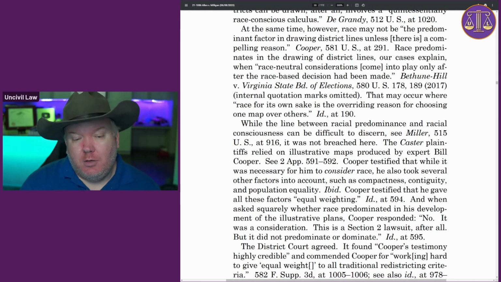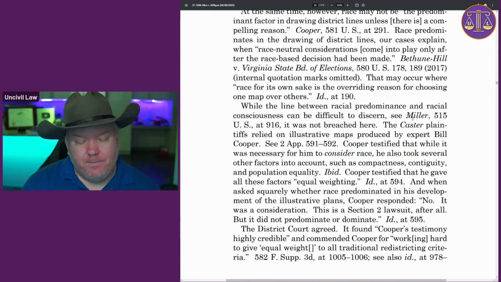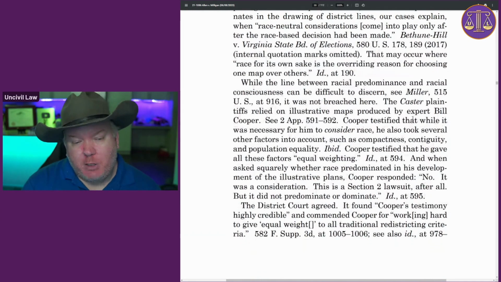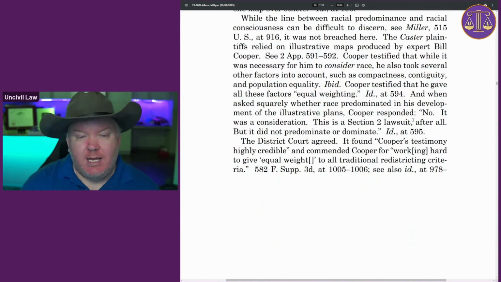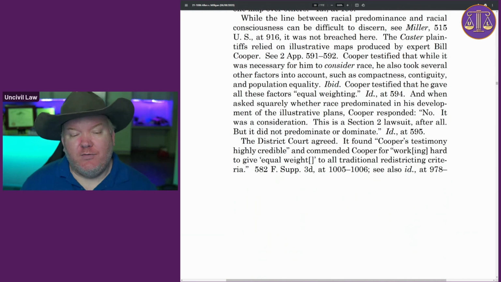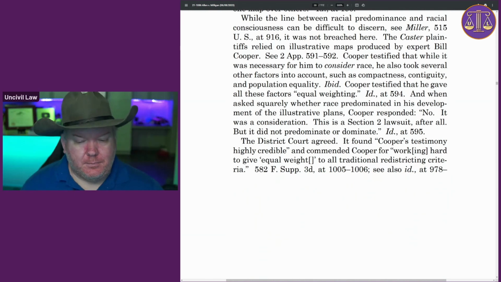While the line between racial predominance and racial consciousness can be hard to discern, yeah, I would think so, it was not breached here. The plaintiffs relied on illustrative maps produced by an expert. The expert testified that while it was necessary for him to consider race, he also took several other factors into account, such as compactness, contiguity, and population equality. He testified he gave all those factors equal weighting. When asked whether race predominated in his development, he responded no. It was a consideration. This is a Section 2 lawsuit after all, but it did not predominate or dominate. Okay.